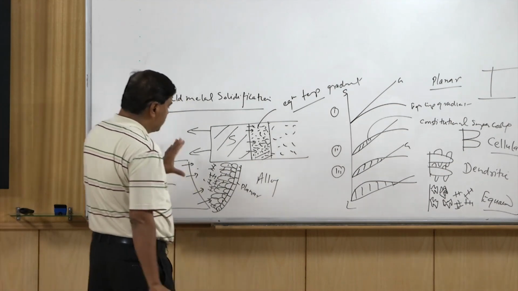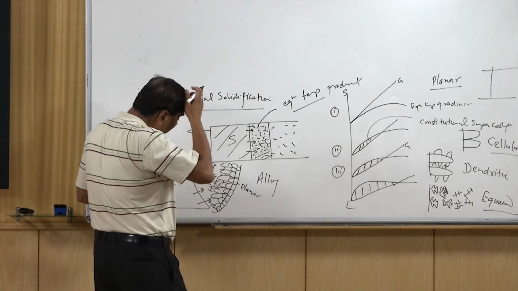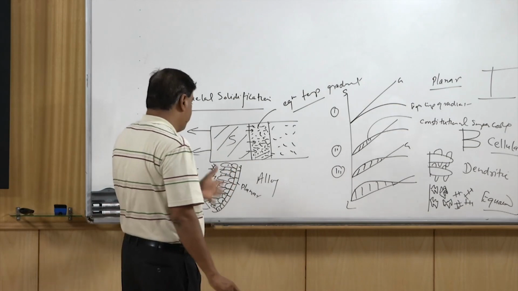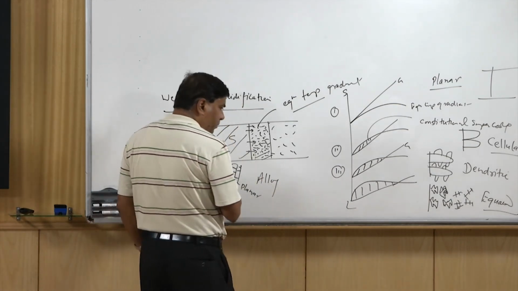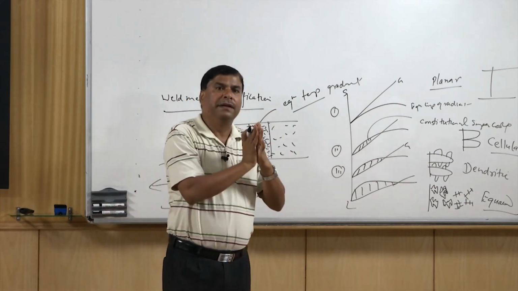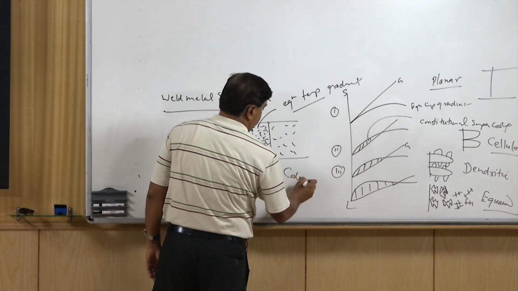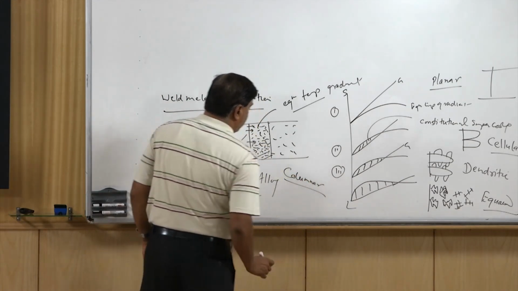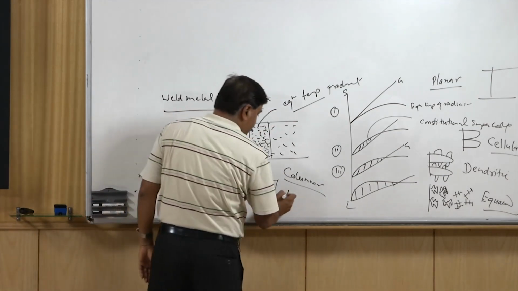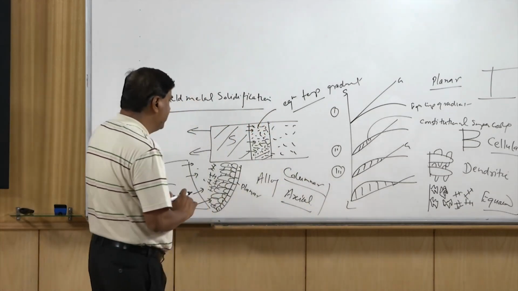The similar kind of thing is repeated from both the sides. Since the planar, dendritic and cellular grain structures are all columnar in form, they grow perpendicular to the fusion boundary. The grains which grow perpendicular to the fusion boundary are termed columnar grains, and those which grow along the weld metal are termed axial grains. I will come to the columnar and axial grains slightly later.